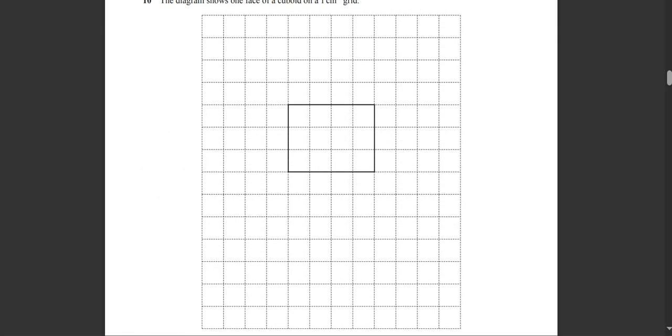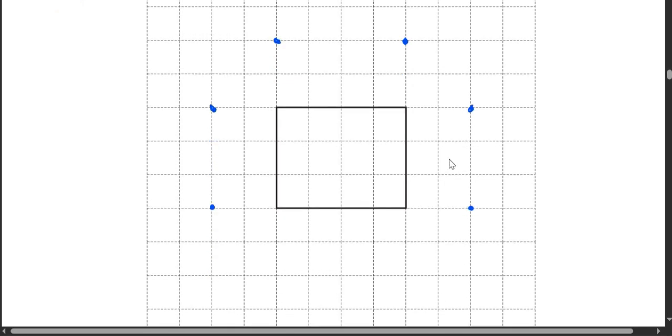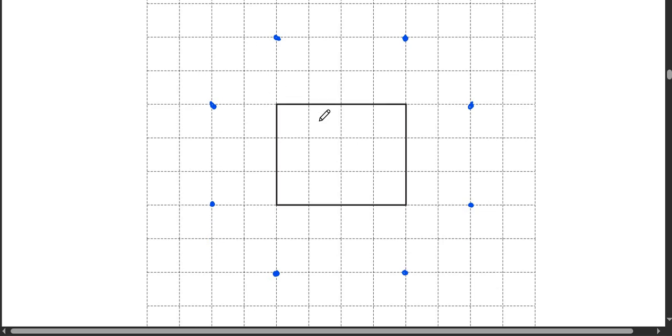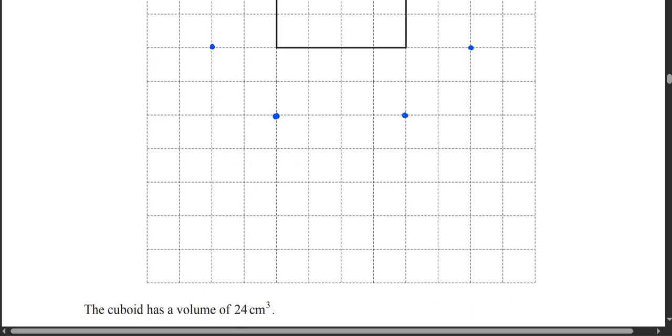So now, if I look at it, I will make some dots. Let me zoom in further for you. In order to make the height, I will make dots 2 centimeters away from the box like this. One over here, then one over here, one over here, then one over here, one over here, and then one over here and one over here. And whenever you are making the cuboid, do not forget that one face is 3 by 2. So you will make 2 dots over here as well.